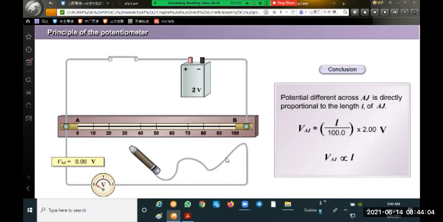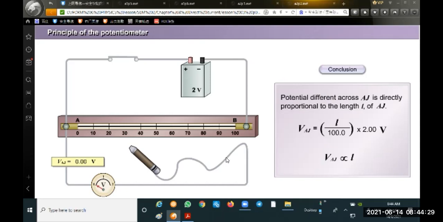Just now we used the resistance, right? If it is a potentiometer we use resistance, right? But why now do we use the length? Actually we are still using the resistance, because as we learned before, resistance is directly proportional to the length.